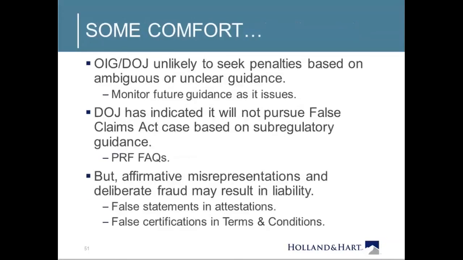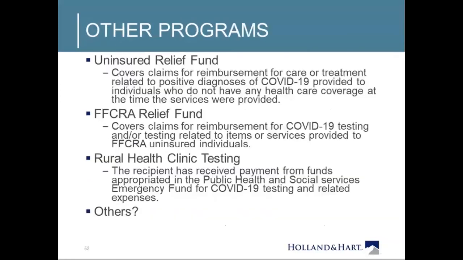Now, you may take some comfort in the fact that the DOJ and the OIG is unlikely to seek penalties based on ambiguous or unclear guidance. The FAQs that came out as sub-regulatory guidance, and at least most recently, the DOJ has indicated that they're not going to take action under the False Claims Act for sub-regulatory guidance. But be careful, because to the extent that you are making affirmative representations in your attestations or your reports, then they still could come after you for fraud or False Claims Act there.